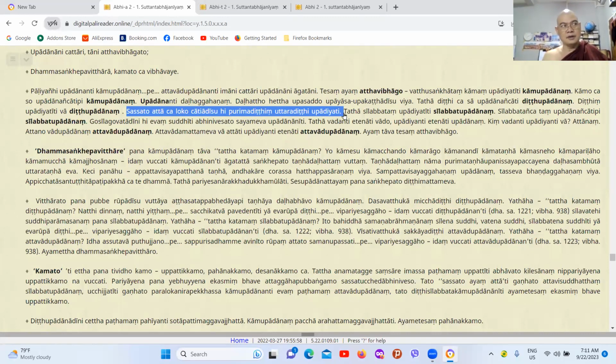This is not the original wrong view. The wrong view of the ada, the wrong view of the loka, that the ada is eternal, the loka is eternal, such kind of wrong view is called the subsequent wrong view, not the original one. This subsequent wrong view clings to the preceding wrong view, ada.